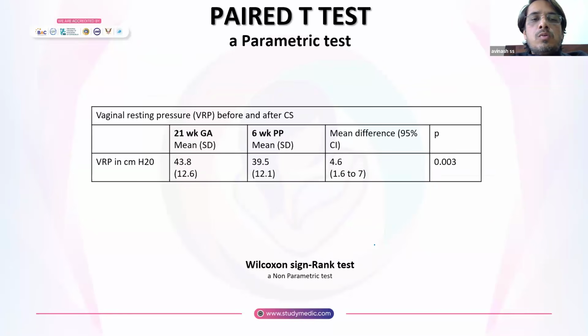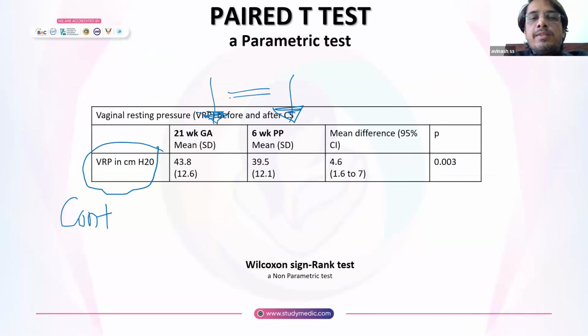Okay. Now we will see, suppose we want to measure vaginal resting pressure. You know, it is a continuous variable. In whom are we measuring? In the same woman when she was at 21st week and the same woman when she is at 6th week postpartum. So you can see this group is related. Two groups are there, but they are paired groups. Okay, they are related groups. They are not independent.